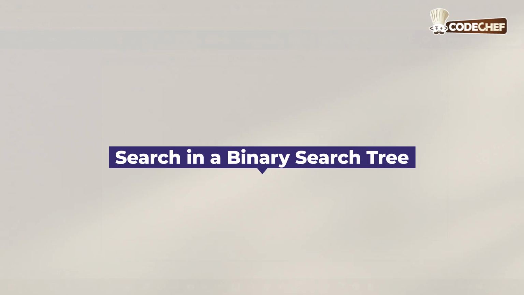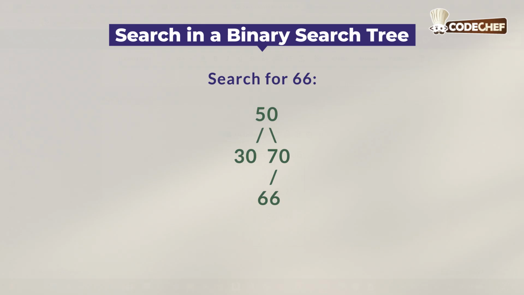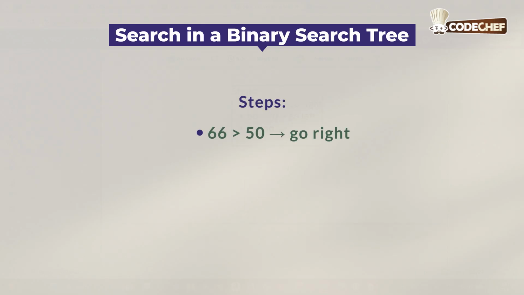Searching in a binary search tree. Suppose this is our diagram for searching. We have 50 as a root node, 30, 70, and then we have 66 to the left of 70. So in steps, if we write it down, we find that 66 is greater than 50, so we go to the right, and then we see 70. 70 is greater than 66, so we go to the left and we find it.